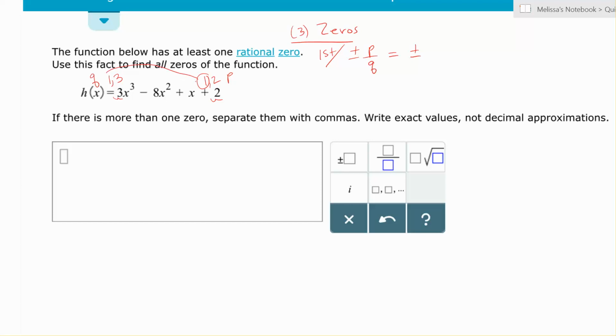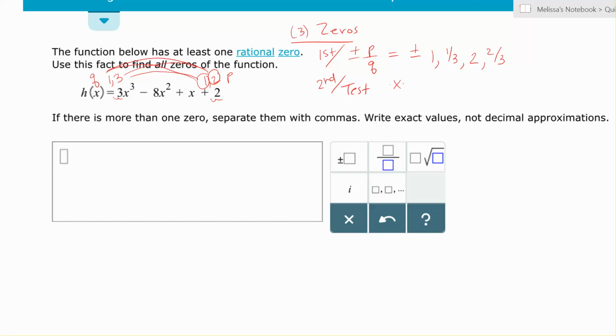So I stack these and I start with the first p number, which is 1, and I do 1 over 1 and 1 over 3. 1 over 1 is 1, 1 over 3 is the third. And the second p number is 2, so I have 2 over 1 and 2 over 3, which is 2 and 2/3.